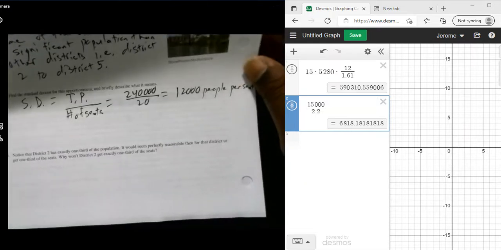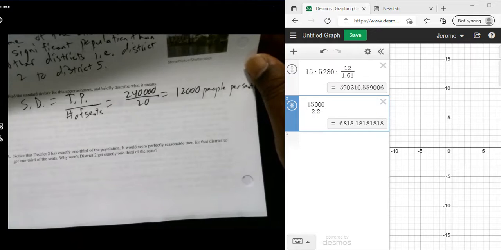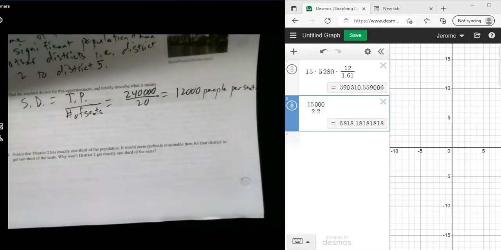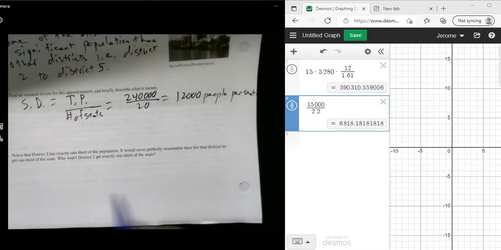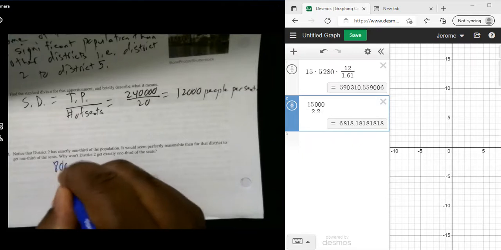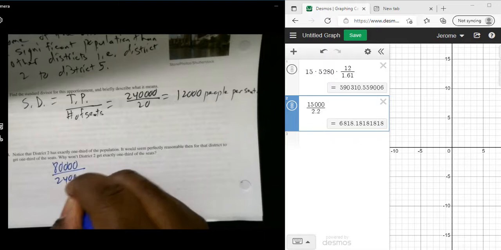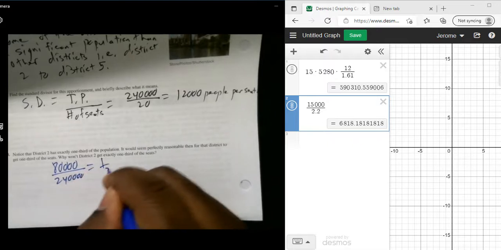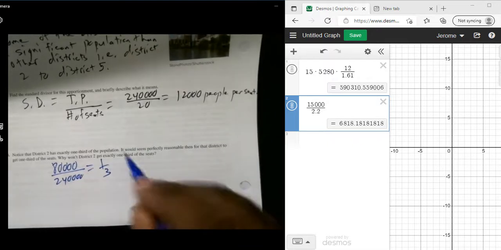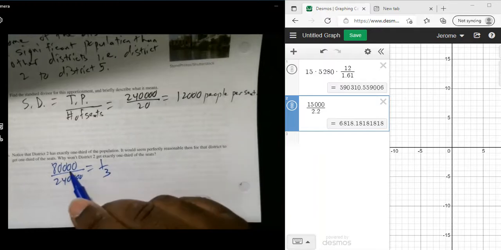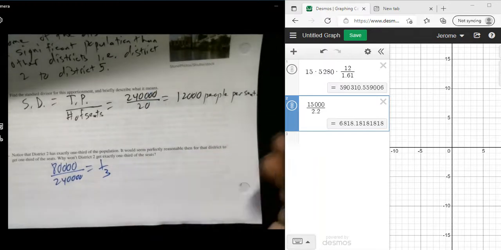It says, notice that District 2 has exactly 1/3 of the population. It would seem perfectly reasonable then for that district to get 1/3 of the seats. Why won't District 2 get exactly 1/3 of the seats? Now, if you look at District 2, it has 80,000 people, and it's 240,000 in the total population, which is 1/3. So basically, District 2 has 1/3 of the population.